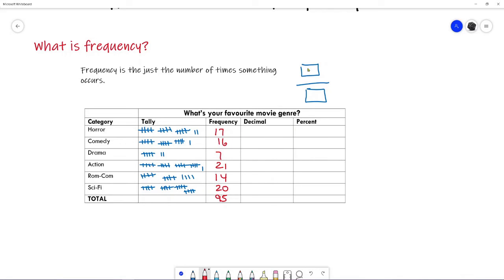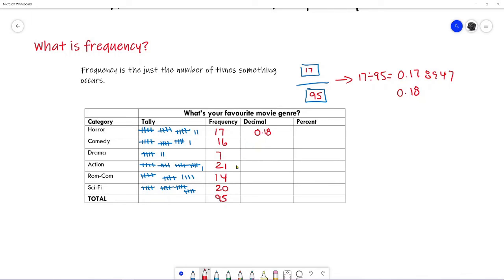For example, if I know that 17 people wrote that their favorite movie is horror, that would be 17 out of 95 people. So that's my fraction. And I know that I can turn that into a decimal by dividing my numerator by my denominator. 17 divided by 95 is going to give me 0.17894, blah, blah, blah, very long number. I'm going to round 0.178947 to 2 decimal places, which would make it 0.18. So my decimal is 0.18.